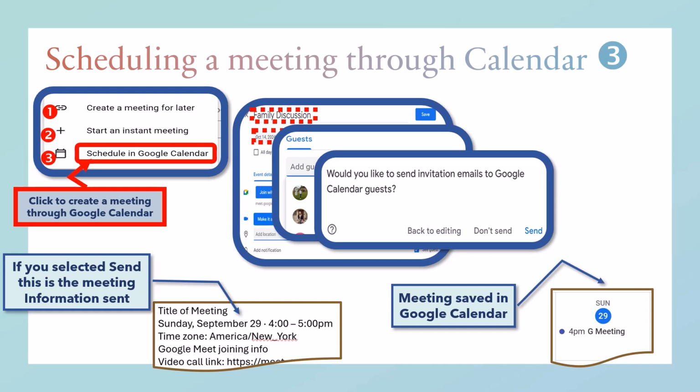Upon clicking save and then send, an email will be sent to all the invited guests. In that email will be the title of the meeting, the date and time of the meeting, and the meeting code that they will use to enter the meeting. In addition, an entry will be saved in your Google Calendar that you will then be able to use to retrieve meeting information and participate directly from that, make changes, do whatever it is you wish to do.